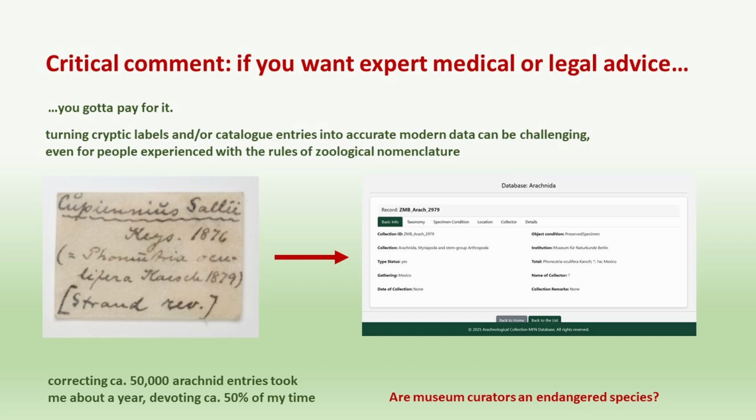Just to give you an idea, correcting about 50,000 arachnid entries has taken me about a year, devoting around half of my working time to doing that. And what worries me a little bit is that museum curators seem to be something of an endangered species. I mean, you see this not only in our museum, but in other museums as well, that the traditional curators are not being replaced when they retire, but we were always that bridge between collection management and the academic world, knowing the animal groups and knowing the taxonomy and being in an ideal position to do this kind of correction work. So this, I think, is something that perhaps people running museums also need to consider.